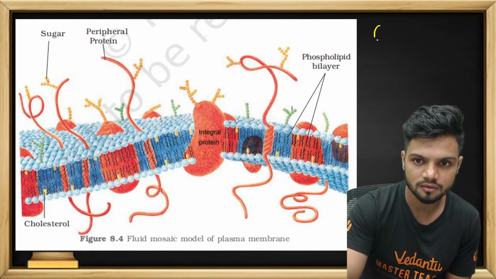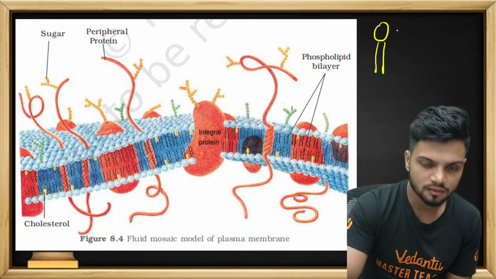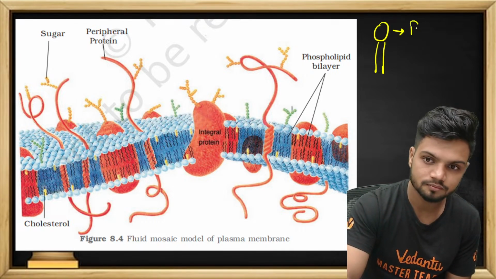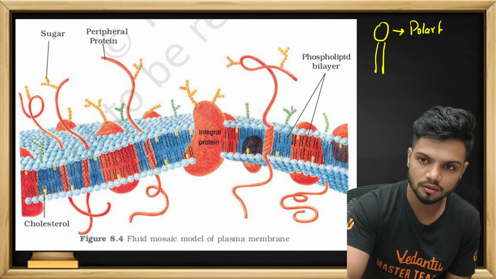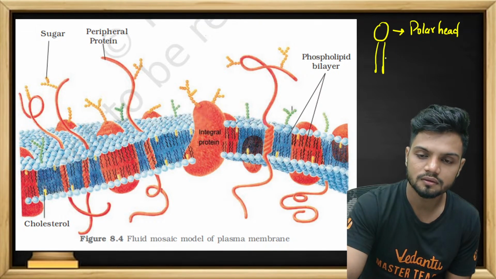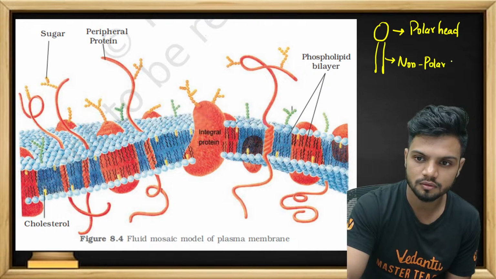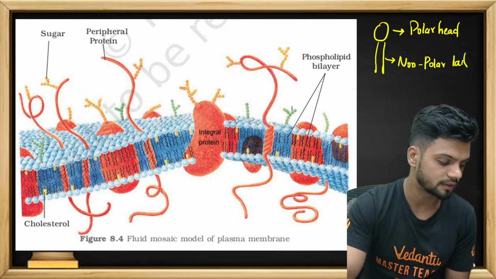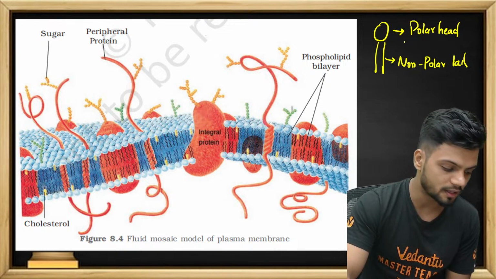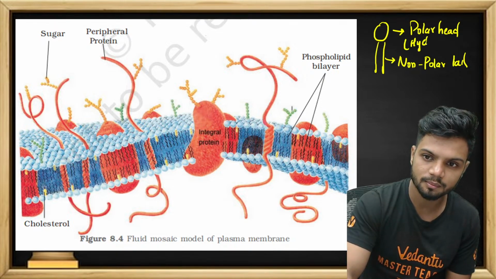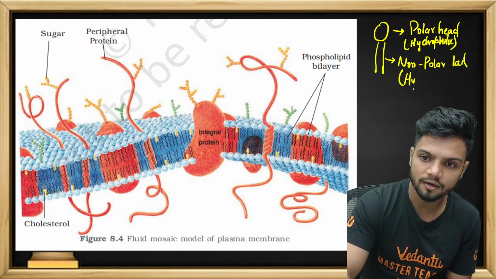So this was the structure, right? This is the structure of a phospholipid. This is called as the polar head. Polar head. This is the non-polar tail. Non-polar tail. Okay. This polar head is hydrophilic in nature. It means it loves water. Hydrophilic. While this non-polar tail is hydrophobic in nature.